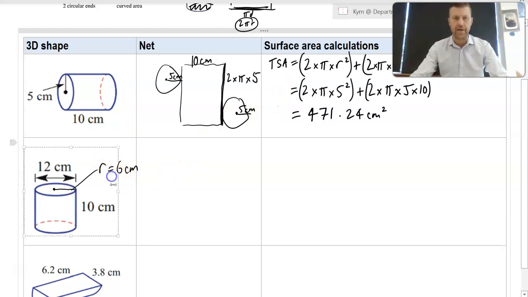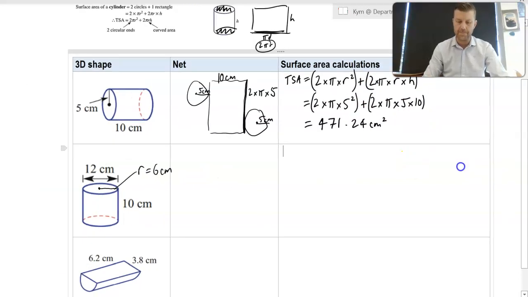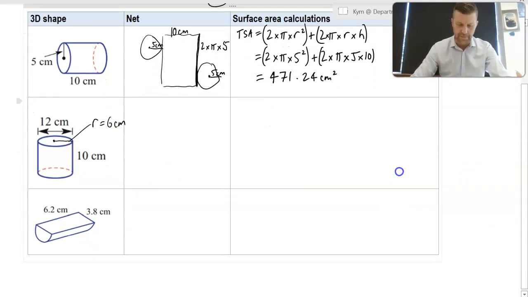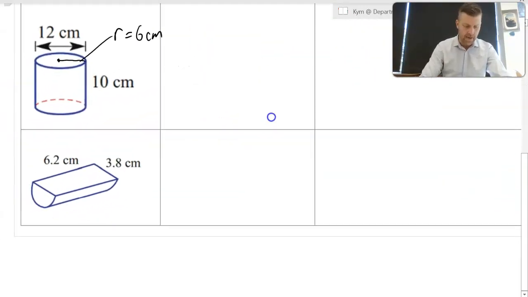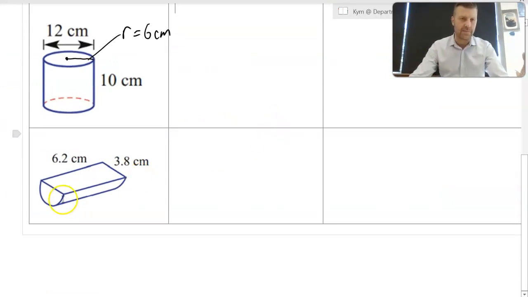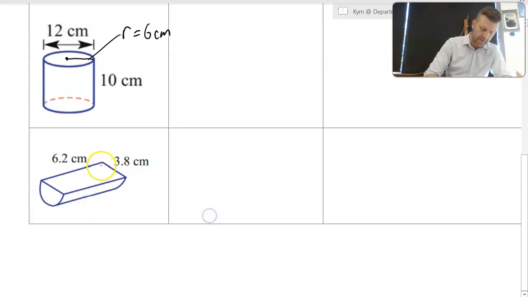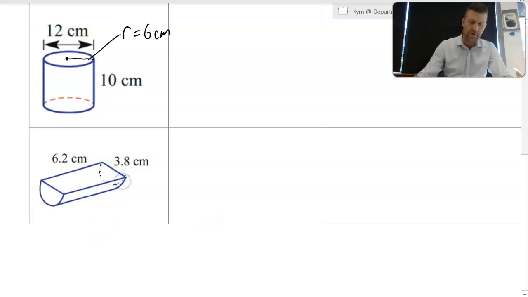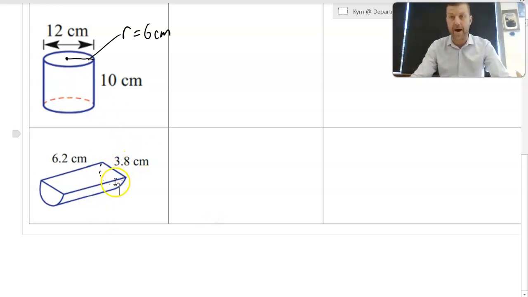You're just substituting the radius and the height into that formula. Okay, now a little bit trickier if you have a half cylinder. You can actually see that it's made up of a half circle at the front, a flat top section, the curved section underneath, and you can't see it here at the moment, but if I draw it in, you've got that half circle again at the back.